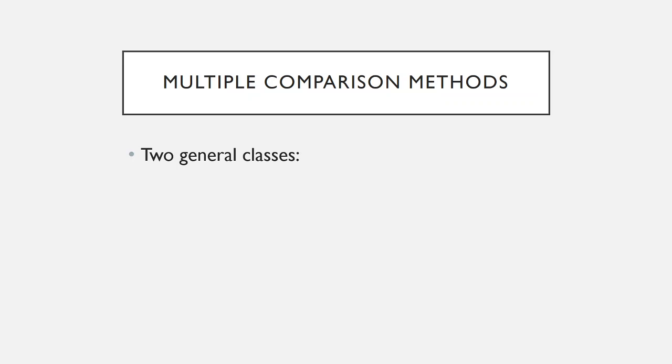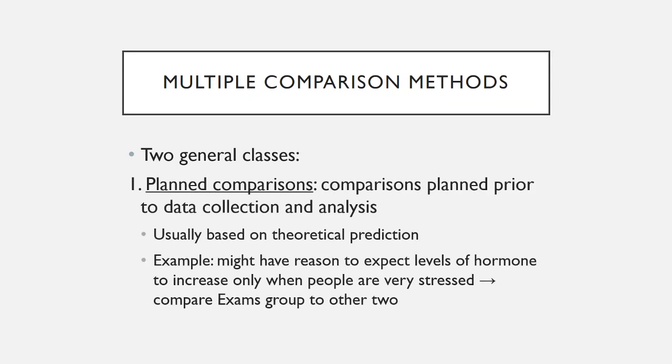So this basic approach of doing these follow-up tests is generally going to fall into two classes, two approaches. One is what we call planned comparisons. This is when you specifically know in advance of analysis which groups you want to compare to one another, and you have a plan for doing so. This is usually going to be on the basis of some theoretical prediction that you have.